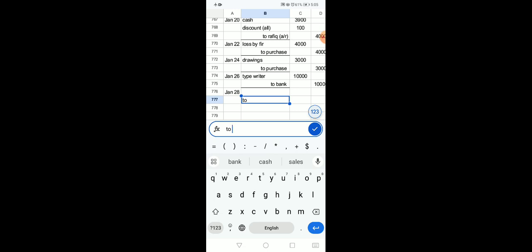When we had purchased goods, that was mentioned on the debit side. Since now goods purchased are decreasing, you will mention it on the opposite side. That is why you will write purchase on credit side.